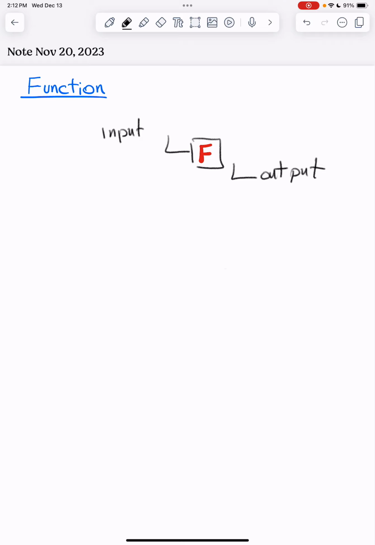The way a function is noted is like f of x is equal to y. That means for any input of x, there's an output of y.